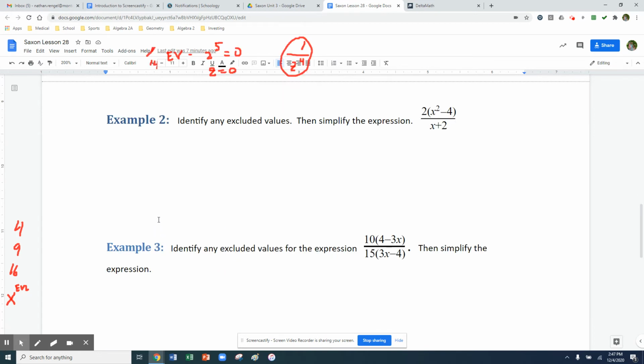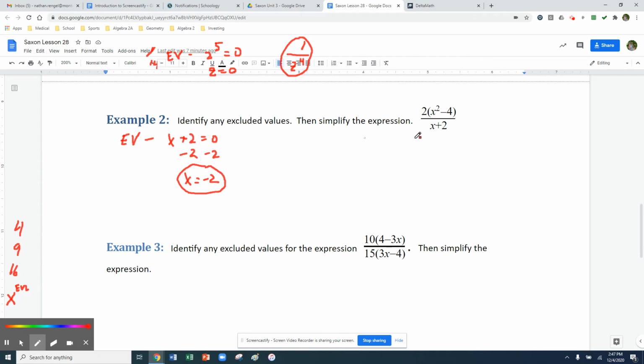Heading down to example 2, we again will find our excluded values and then simplify our expression. So let's start with the excluded values. So remember, excluded values are any value for your variable that makes the denominator 0. So what you do is you just simply take your denominator and set it equal to 0. And here we do a little algebra. We can subtract 2 on both sides. We'll get x is equal to negative 2. So if you put a negative 2 into that x down there, negative 2 plus 2 is going to be 0, which makes my rational expression undefined. So there's my excluded value.